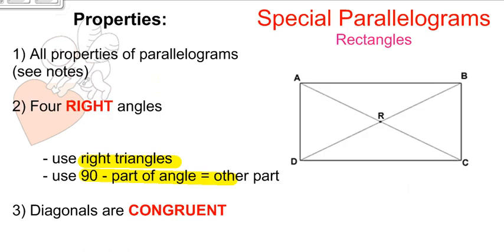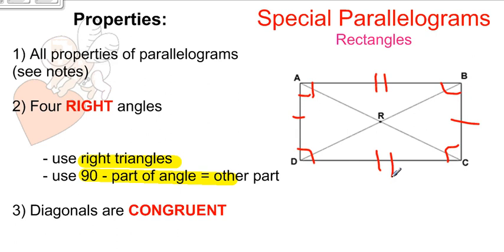So the rectangle should be semi-familiar to you. Most of you probably know that it has those four right angles. That's something we would have learned in elementary school. It's also going to have all the properties of the parallelogram. So the opposite sides are going to be congruent. Okay, the opposite angles are going to be congruent.